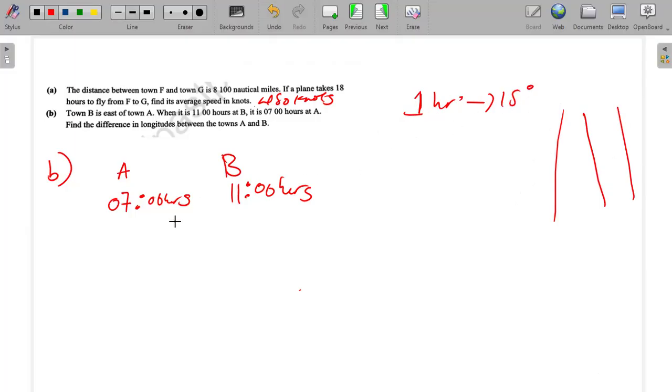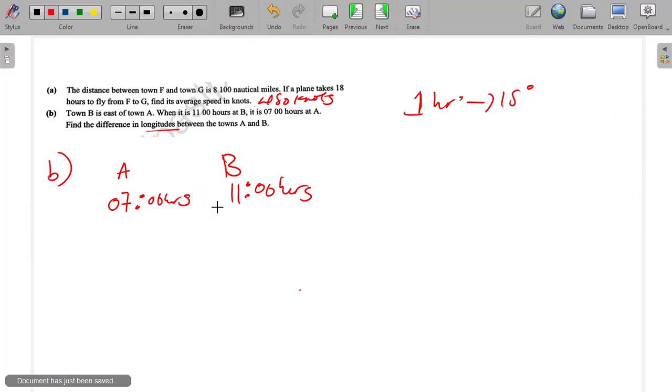Okay, so now for you to find it, we are looking for the longitudinal difference between these two towns, isn't it? So for us to know the longitudinal difference, we need to know the hourly difference between the two. Once we know the hourly difference, then we should be able to use that expression to get the longitude difference that we want, isn't it?